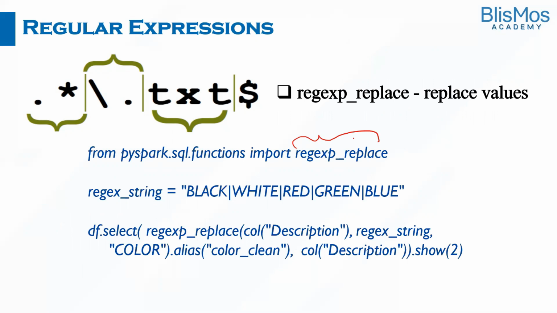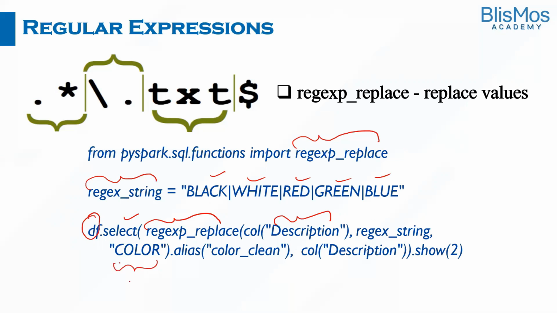What are we trying to do here? We are trying to create a variable called regular expression string and give it black, white, red, green and all those with a pipe. That means all of them are very much valid. So now this is a data frame name and we are selecting and using this particular function which will replace a particular string with another one. For example, this is a column name. In this column, if you find black, white, red, green or blue, all those colors would be replaced by a string named color.